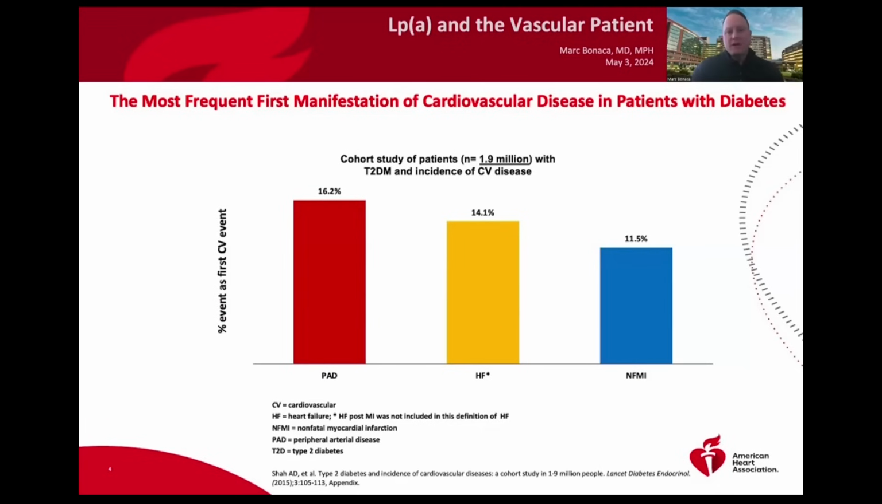It's important to recognize that peripheral artery disease is one of the core manifestations of cardiometabolic disease or diabetes, that in patients who have type 2 diabetes, the most frequent first manifestation of cardiovascular disease is peripheral artery disease, as you can see in the red, even more than heart failure or non-fatal myocardial infarction.